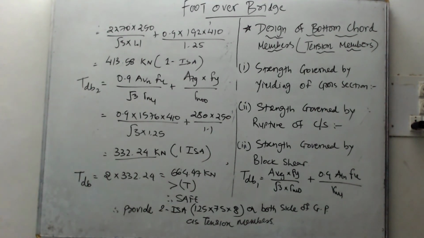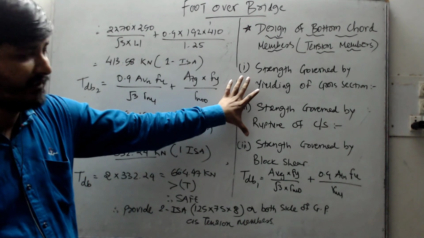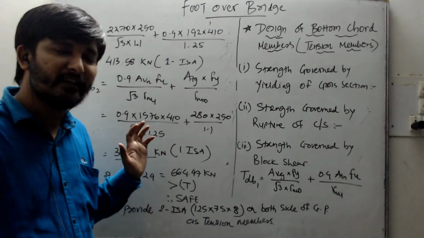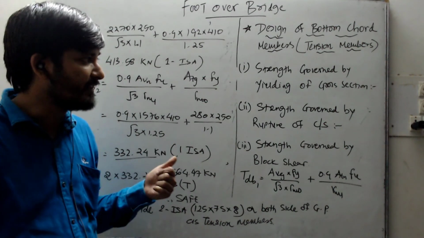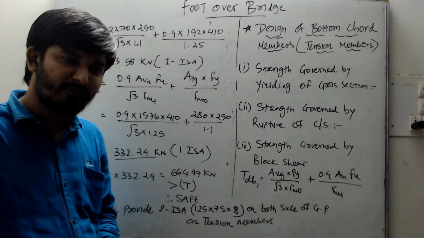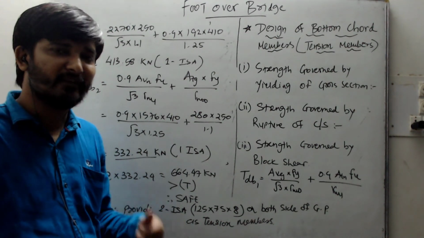So it is similar to the tension members. So these three checks are important. Once you do this, you can verify whether your member is capable of taking the tension force which is actually coming, right? So this is how you can design the tension member. In the next session, we'll do the design of a compression member, which is the top chord member, right?